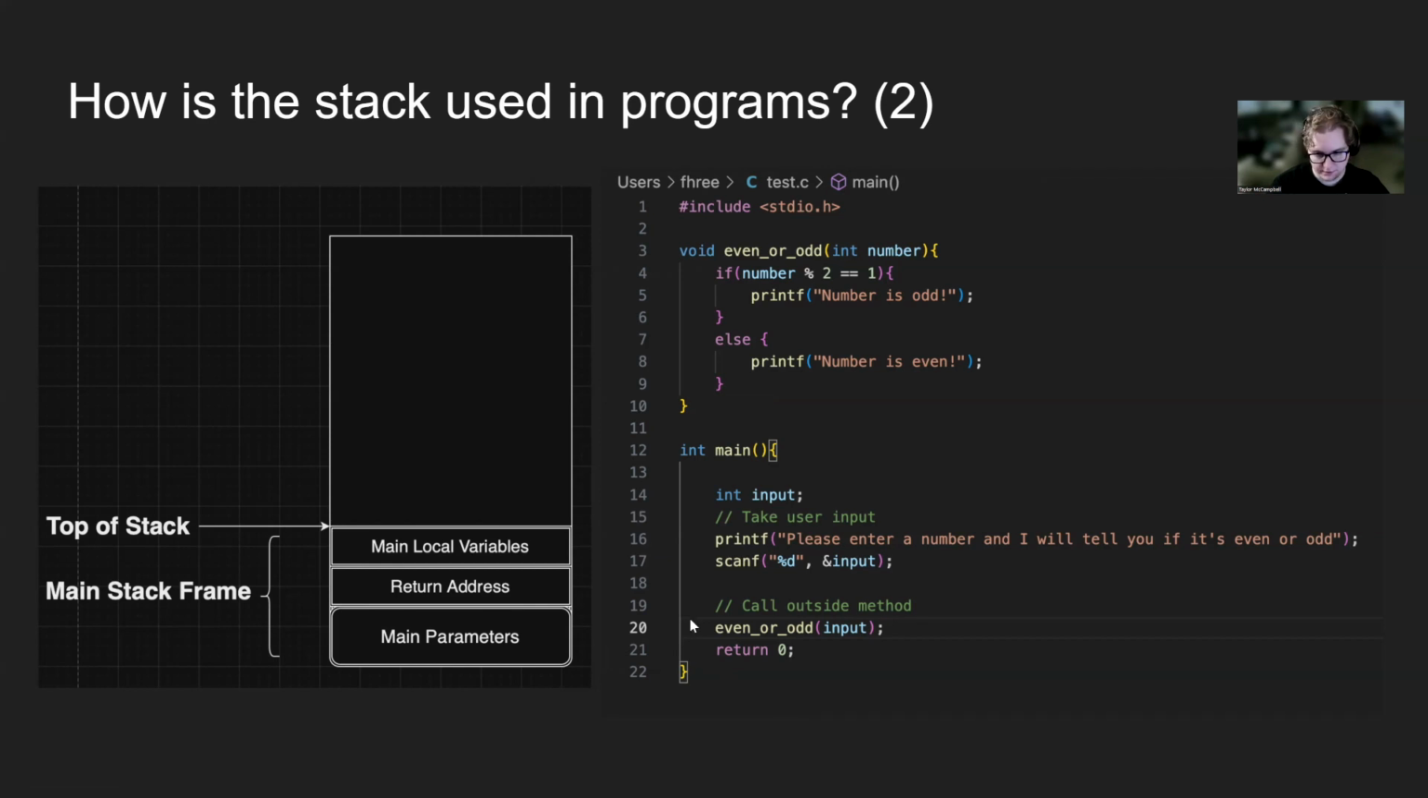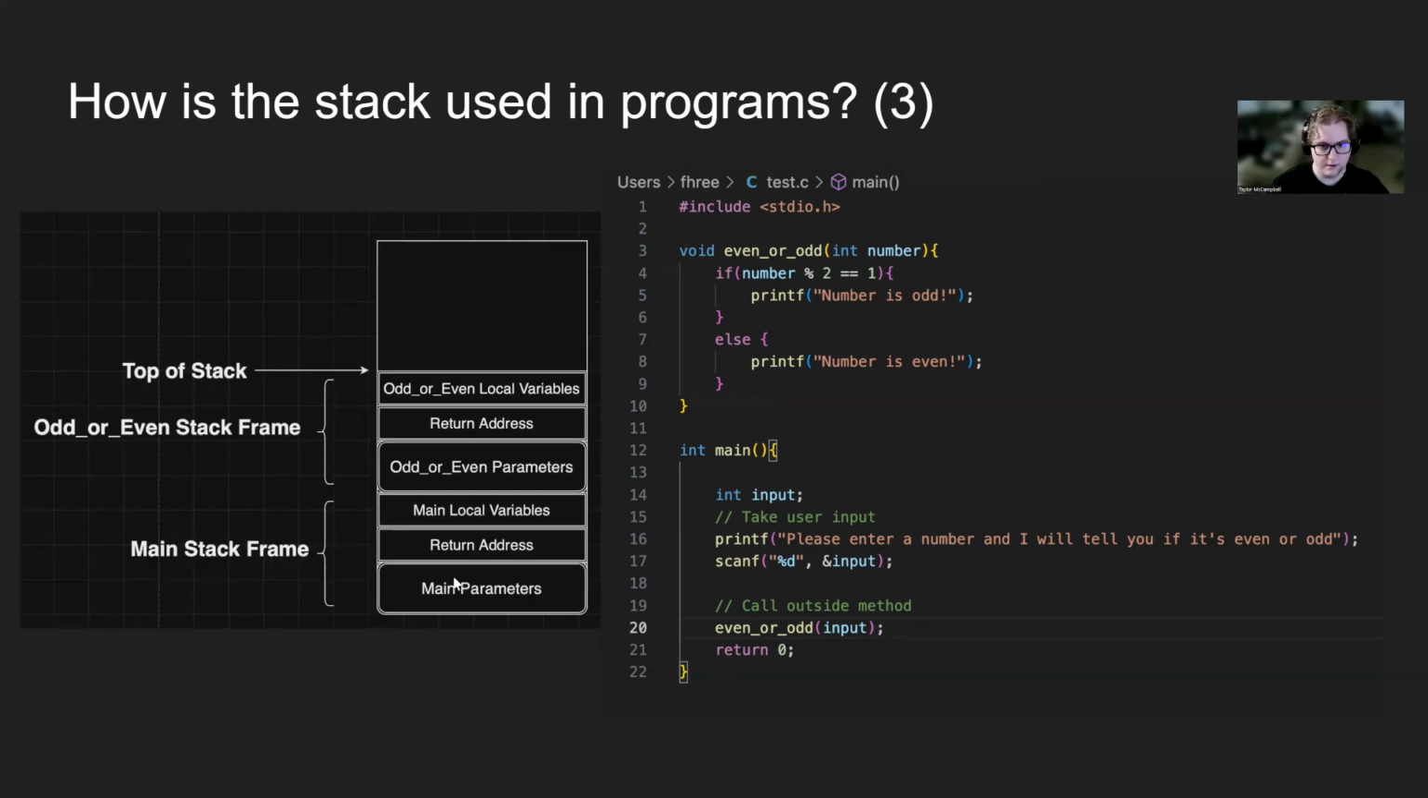Then when we call this even or odd function, we put more stuff on top of the stack. So we have main stack frame, but then when we call this new function on line 20, we push its parameters onto the stack. Then we push the return address on the stack. And then we have space for its local variables as well.